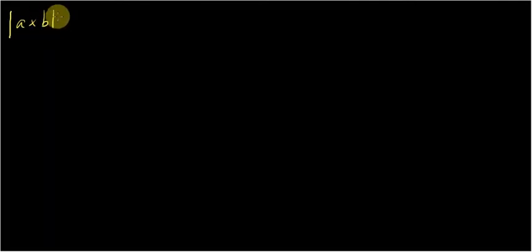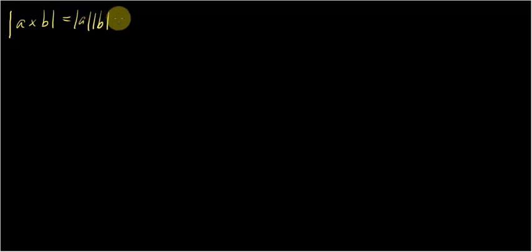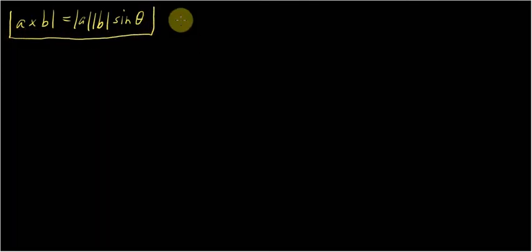We want to prove that the magnitude of A cross B equals the magnitude of A times the magnitude of B times the sine of the angle between them. And the first thing you want to do is square both sides, because it allows us to use the Pythagorean identities, which is extremely useful here.